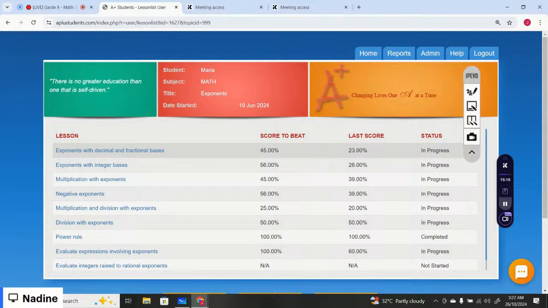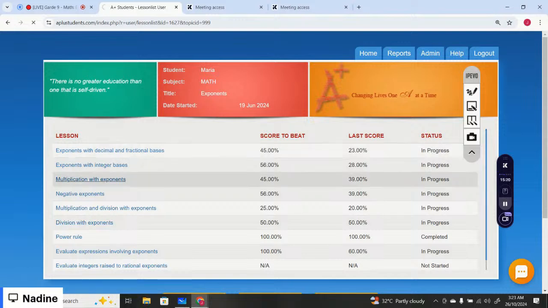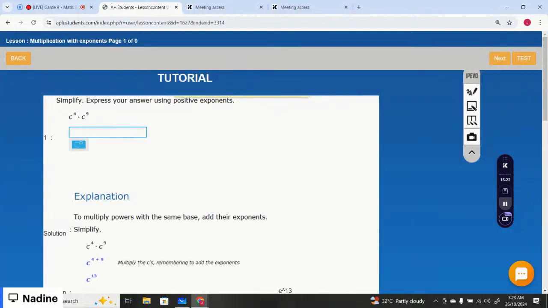The next lesson is multiplication with exponents. Let's just start with the next lesson. Simplify c exponent 4 times c exponent 9. So how do we multiply the powers? The bases are same. You can see they both have the base c, right? So their exponents are added. You have to do 9 plus 4. So the correct option is c exponent 13.